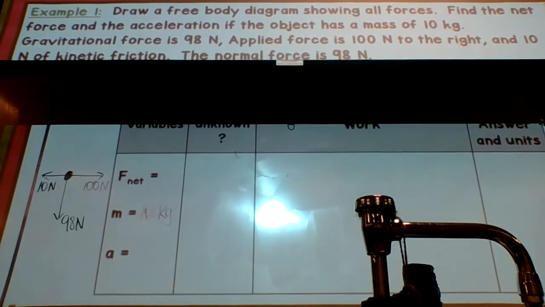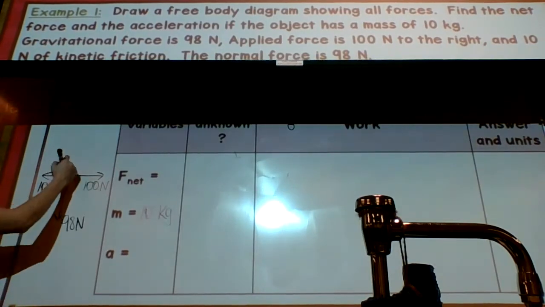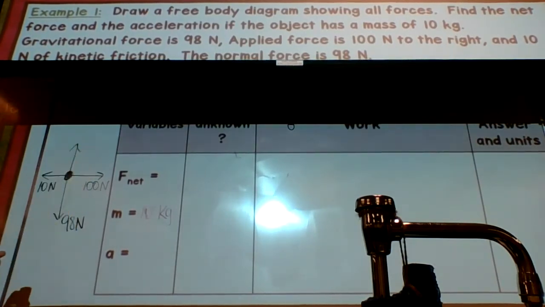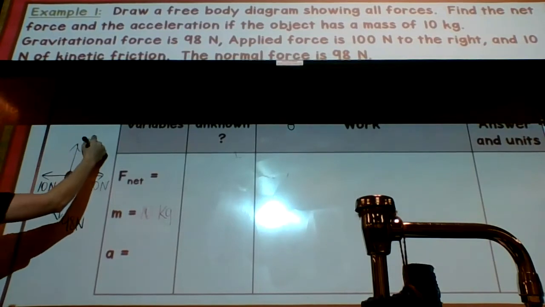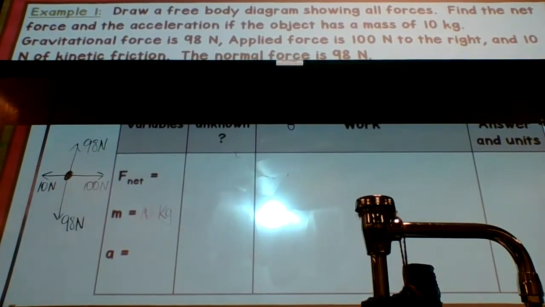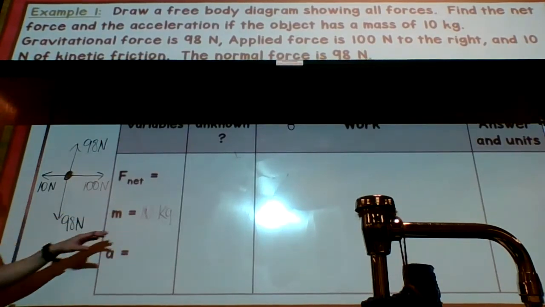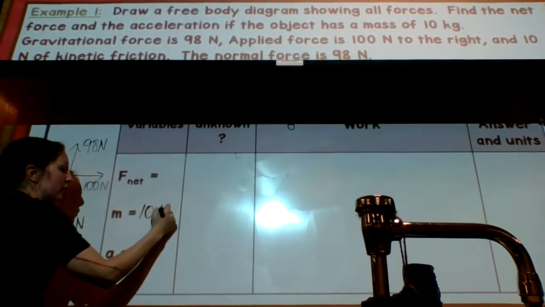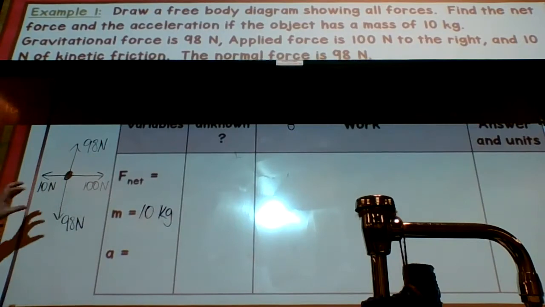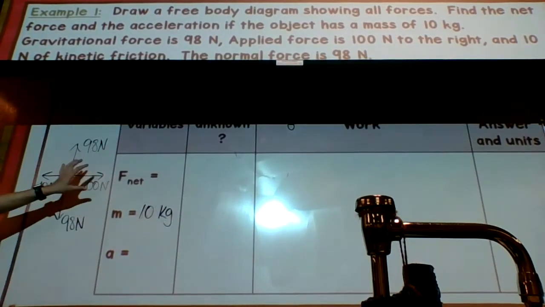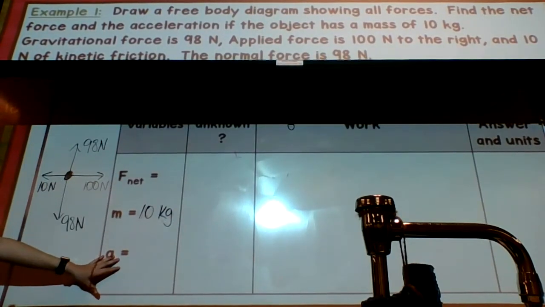And normal force is 98, and that's going to go up. Normal force typically is what opposes gravity. So it goes opposite of gravity, and that one is 98 newtons. So I already have my mass of 10 kilograms. From this free body diagram, am I able to get net force or acceleration?